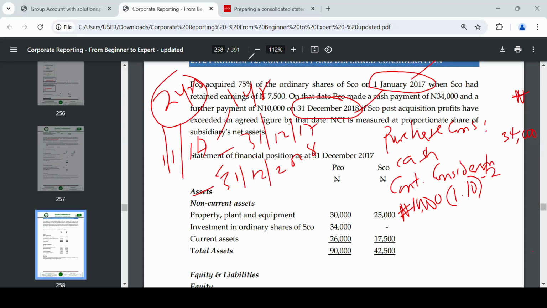0.82644. Multiply that by 10,000. I'm doing my working on my calculator, so you know. I get an amount of 8,264.46. I'm only going to take 8,264.